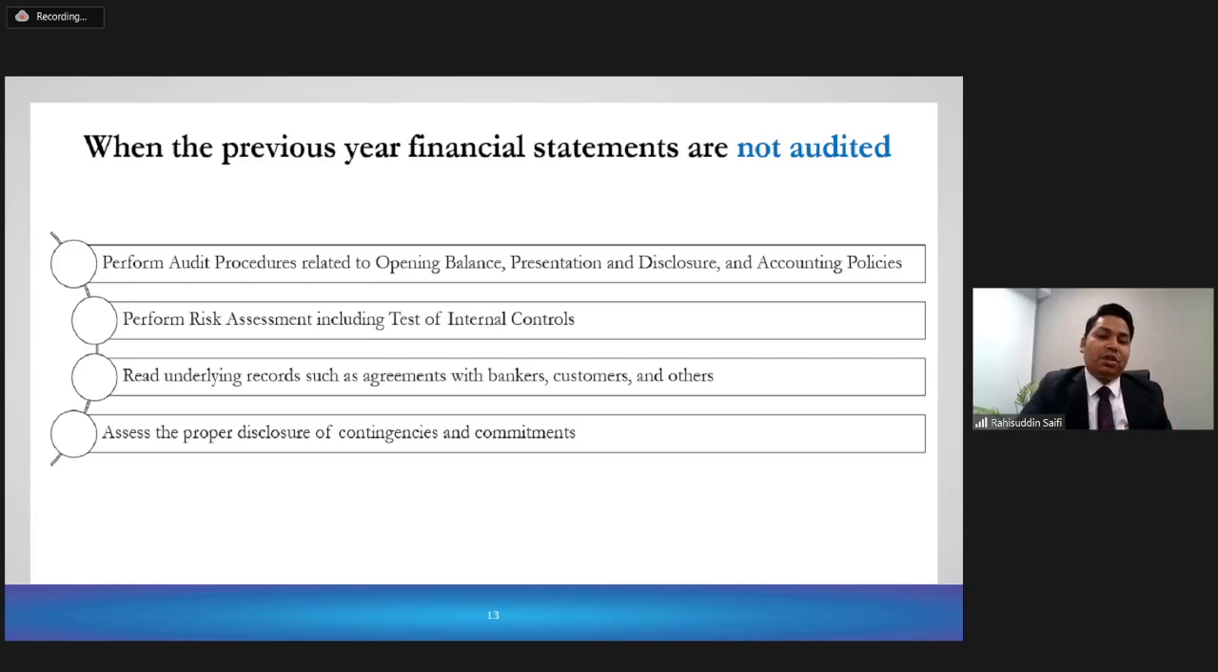And for the numbers coming as opening balances, we need to read the underlying documents such as agreements with the bankers, customers, and other parties like vendors or capital creditors, etc. And the last is we need to assess whether proper disclosure of contingencies and commitments was given in the financial statements. It's very critical. There might be a situation where the financial statements were prepared by the management and they may not disclose this fact because the financial statement was not subject to audit. Then we need to see, apart from the above procedures, whether the contingencies and commitments are adequately disclosed or not.